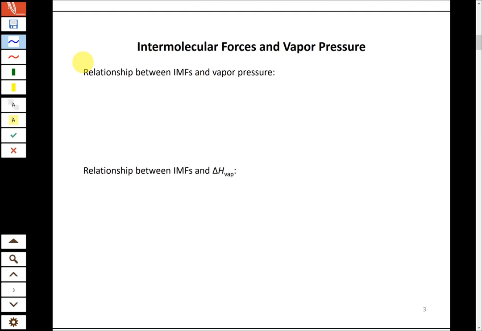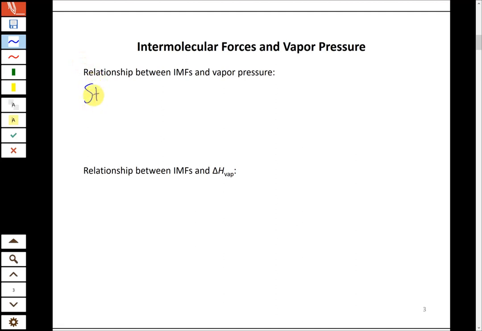So we introduced vapor pressure already, and we've now talked about how it depends on temperature. Let's also, in a qualitative sense, talk about how it depends on the intermolecular forces. Again, those are the forces of attraction between molecules in any condensed phase or any real gas. So the relationship between intermolecular forces and vapor pressures is as follows.